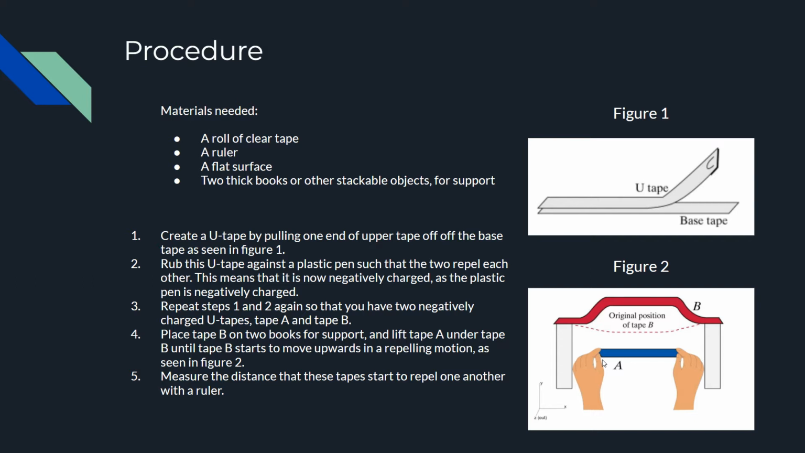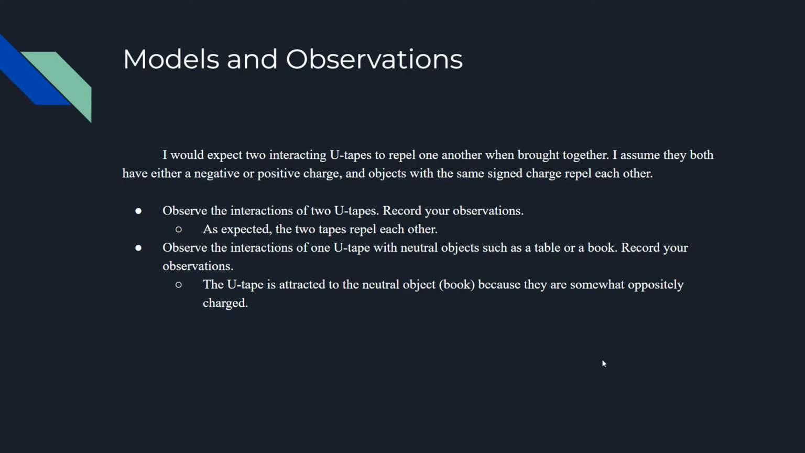Place tape B on two books for support and lift tape A under tape B until tape B starts to move upwards in a repelling motion, as you can see in figure 2. And then measure the distance between these two tapes with a ruler when they start to repel one another.